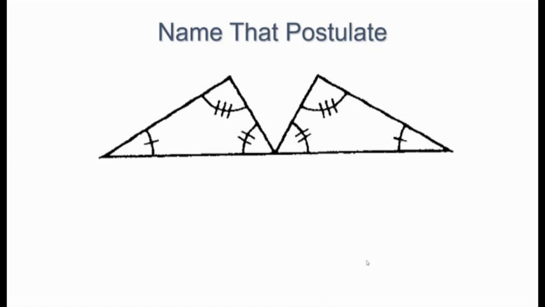What do you think would be the postulate for this? Is this congruent, by the way? Three angles are the same, AAA. So, no, AAA is not considered a postulate to prove two triangles are congruent.